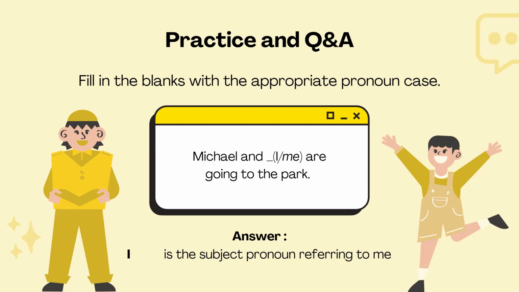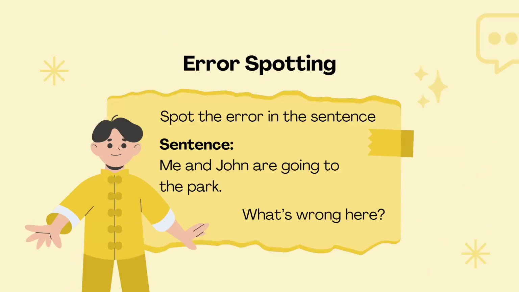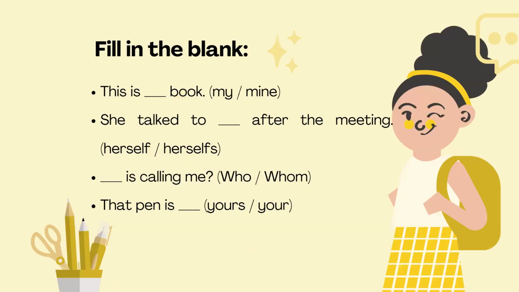Let me give you an example of the same sentence using I in the beginning. I and Michael are going to the park. It might sound a little weird. So the right way of saying the sentence is Michael and I are going to the park. Now let's have an error spotting session. Me and John are going to the park. What's wrong here? Well, I know that you know the answer. John and I are going to the park is the correct sentence. Why don't you all now pause the video for a moment and write the answers in the comment section and let me know how well you have understood the concepts of pronouns.